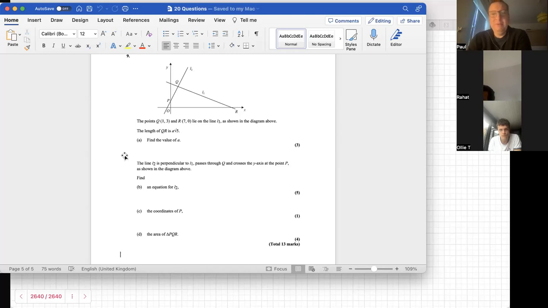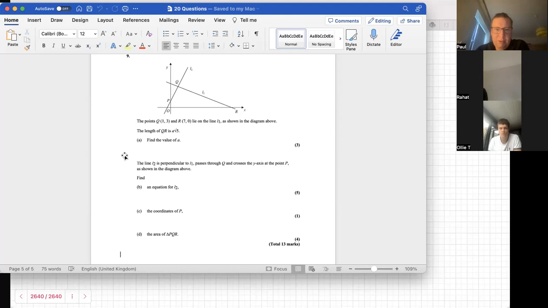So Pythagoras' theorem, right? That's what we're going to do. We'll look at the detail in a moment. The line L2 is perpendicular to L1 and passes through Q and crosses the y-axis at P. Find the equation for L2.